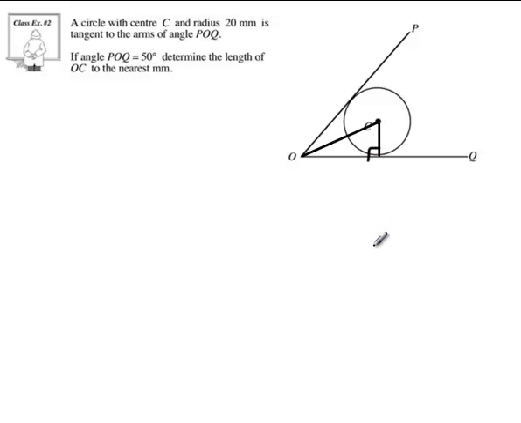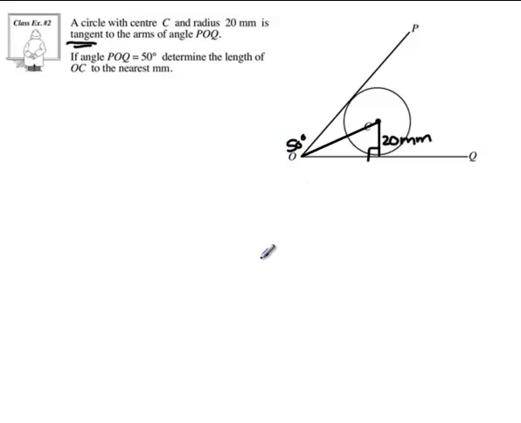Now, in case you weren't aware, if these lines are tangent to the circle, there's the rule that says that is a 90-degree angle, so I know for sure that it is a 90-degree angle. A radius meets the tangent of a circle at a 90-degree angle. The other thing I do know is that they said the radius of that circle is 20 millimeters, so from the center to the edge in any direction. But I happen to have drawn one there that I could label as 20 millimeters. And the other piece of information they gave me was POQ was 50 degrees.